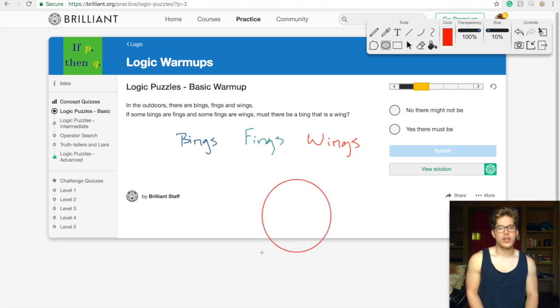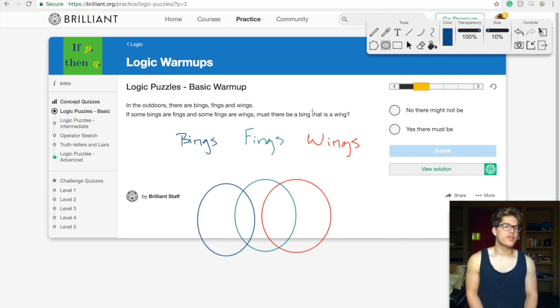So here we have our wings, and let me go back to the same color we used. For things, some things are wings, so they overlap for sure. So here we see that some things are wings, and some beings are things. From our Venn diagram, we see some beings are things, and some things are wings.